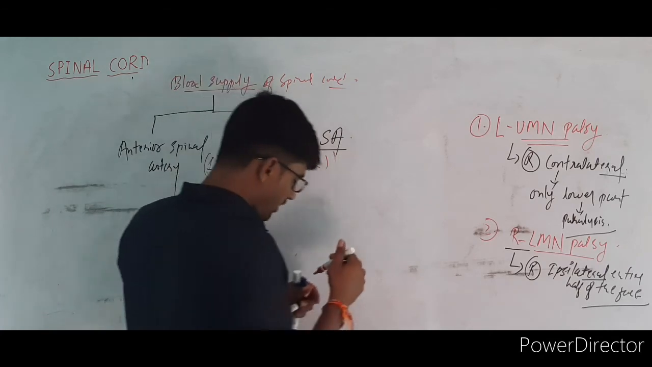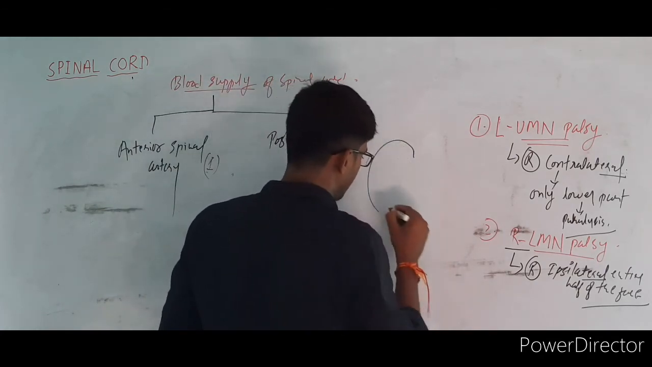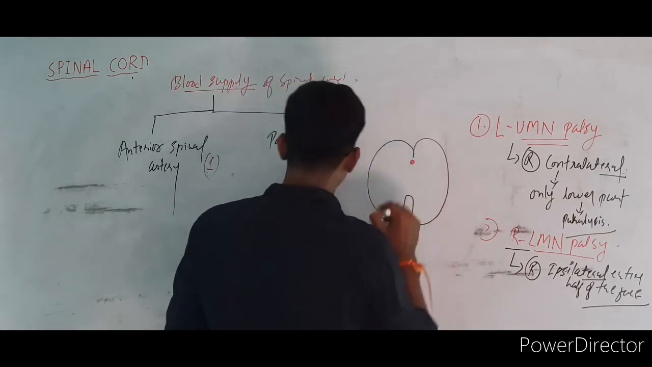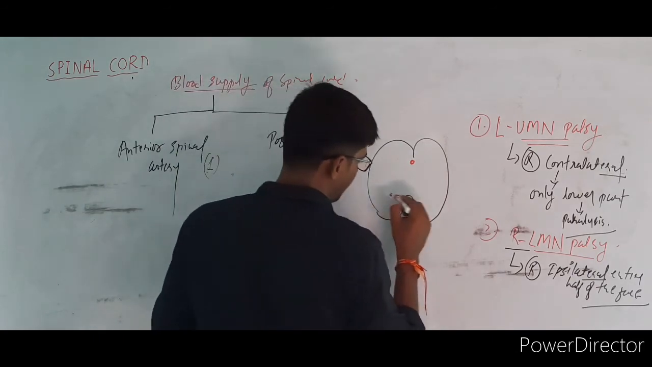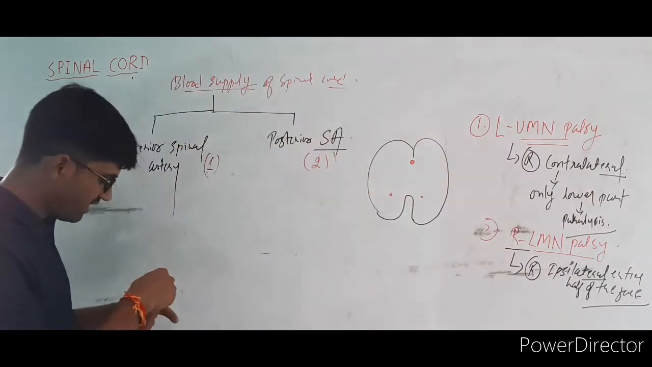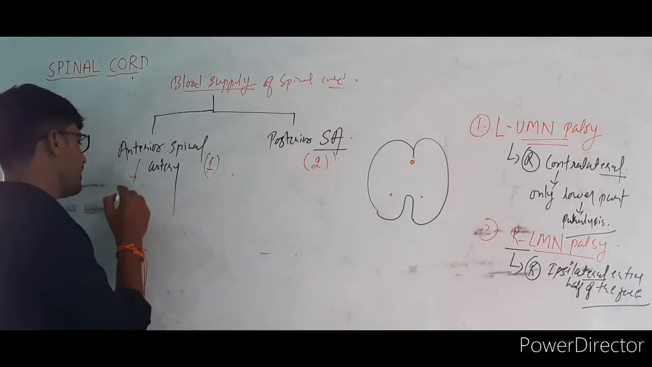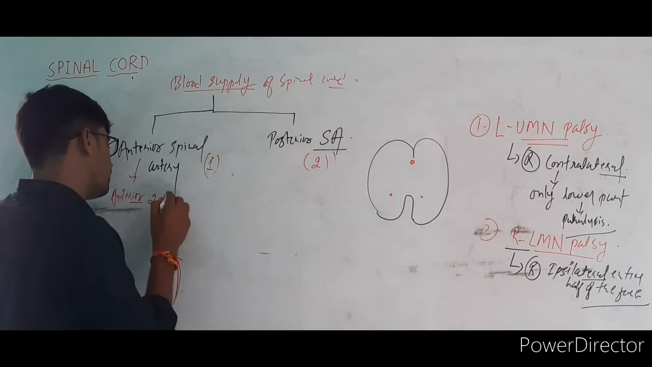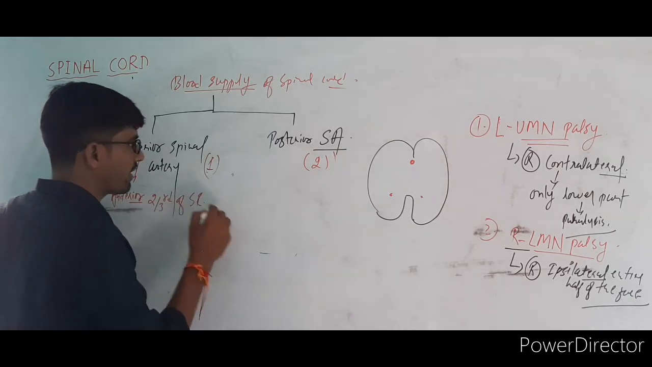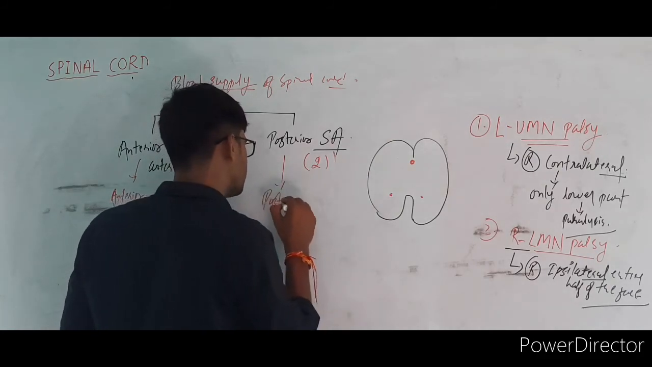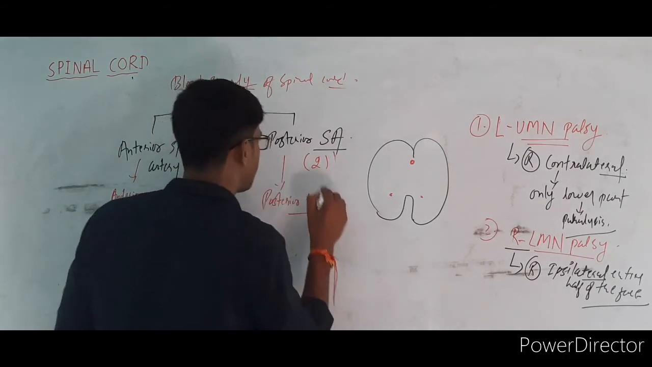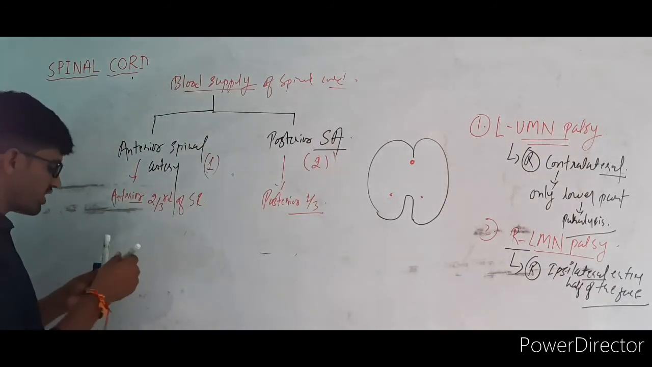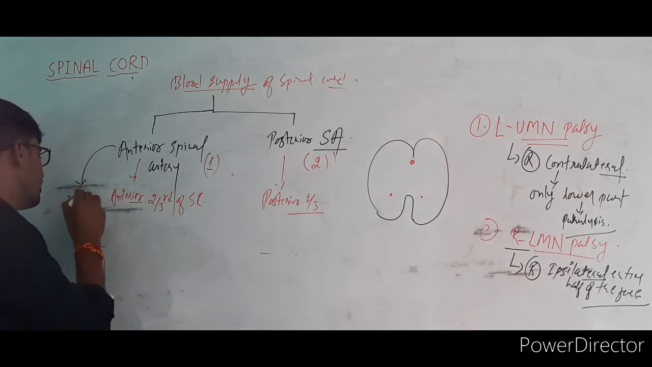So if I draw one diagram, no need for drawing a diagram, but still, see, here is the anterior spinal artery and here is the posterior spinal artery, right? And one more important thing, the anterior spinal artery is supplying the anterior 2/3 of the spinal cord, and the posterior 1/3 is supplied by the posterior spinal artery. And the anterior spinal artery, you know, it is a branch of what? It is a branch of the vertebral artery.